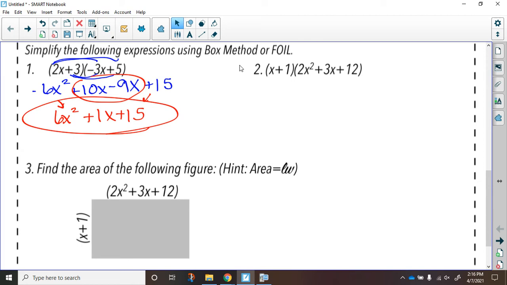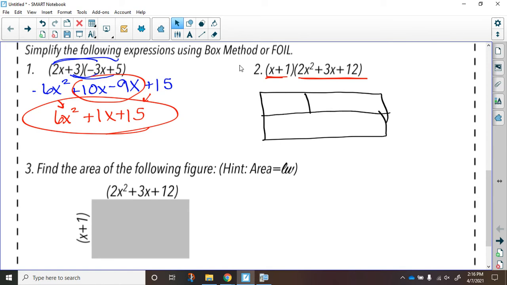For number 2, I see that I have 2 terms being multiplied by 3 terms. So the way that we do this using box method is I'm going to draw a box. I'm going to have 2 rows and 3 columns. I'm going to take x and positive 1 and put it on the side. And then the 2x squared plus 3x plus 12 goes on the top. And I'm going to be multiplying these together.